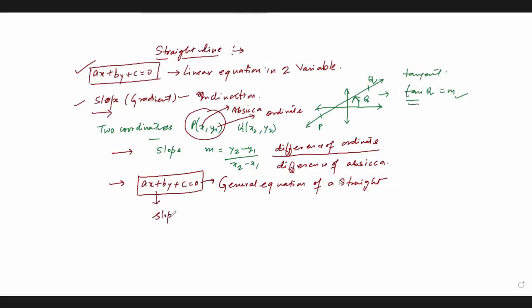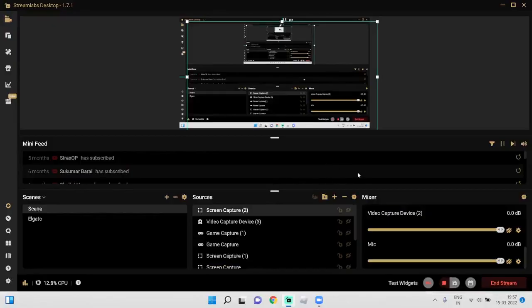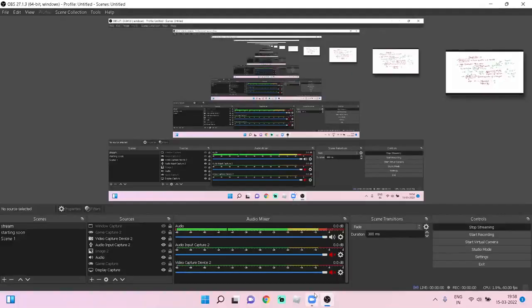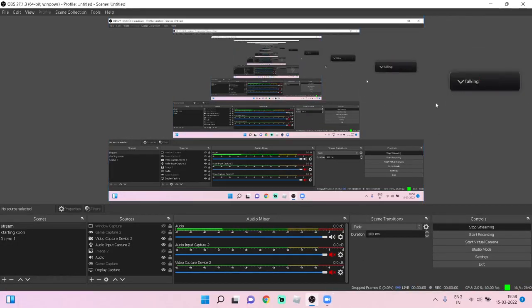What is the slope? When an equation has been given, m is equal to minus the coefficient of x divided by the coefficient of y. So what is the coefficient of x here? What if two coordinates have been given to us?